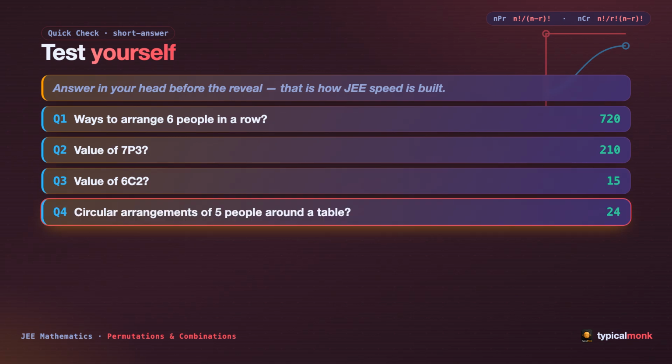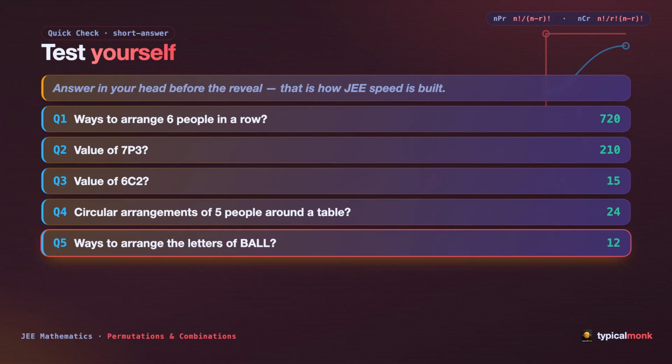15. Question 4. How many circular arrangements of 5 people around a table? 5 minus 1 factorial, 24. And question 5. How many ways to arrange the letters of the word ball? 4 factorial divided by 2 factorial, for the repeated L, 12. If you got 5, you have truly understood today's class.